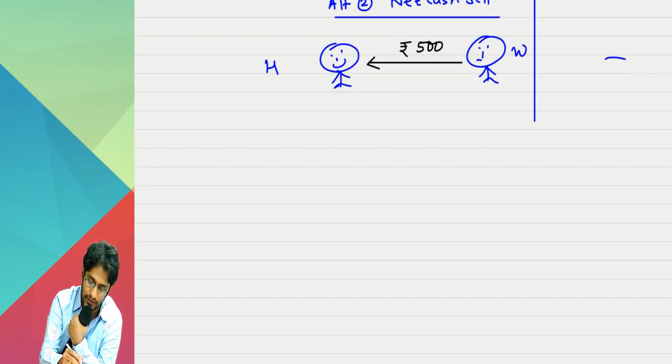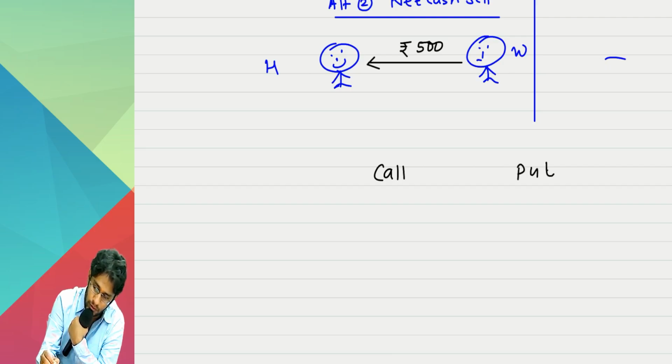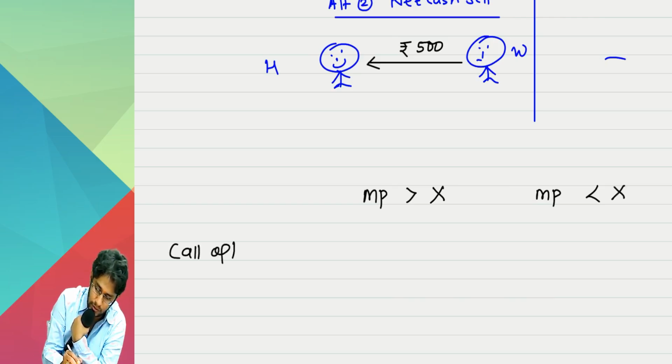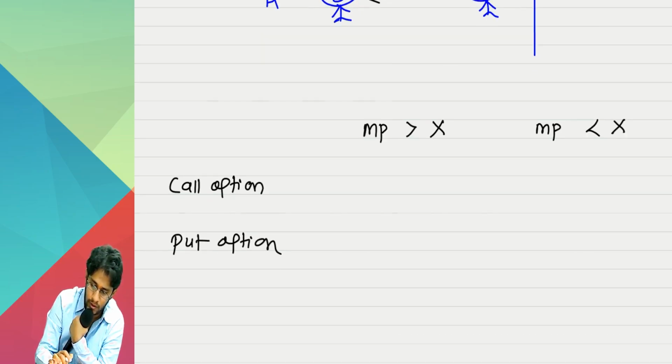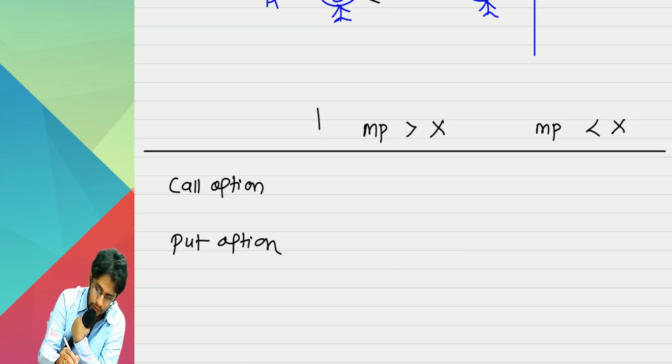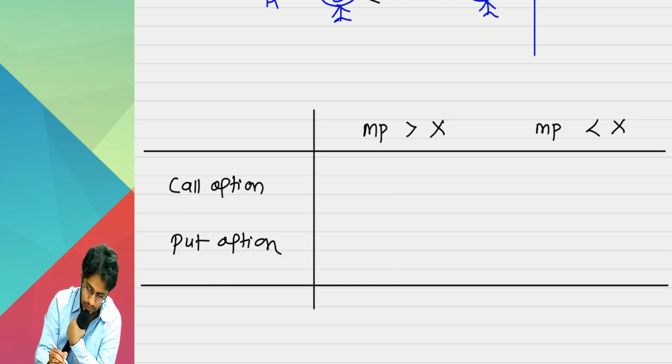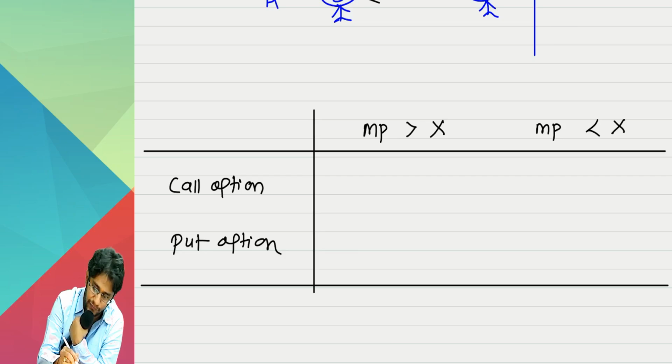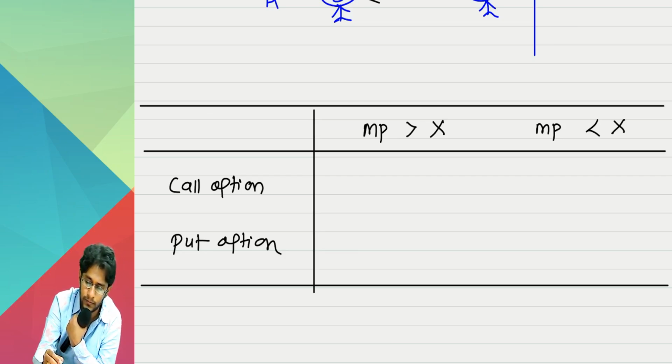Now, if I should summarize this, it will look like this. Call option, put option. Market price greater than strike price, market price less than strike price, call option, put option. Sir, people who have not heard this concept of options before in your life, those people alone answer. Others, please keep quiet.